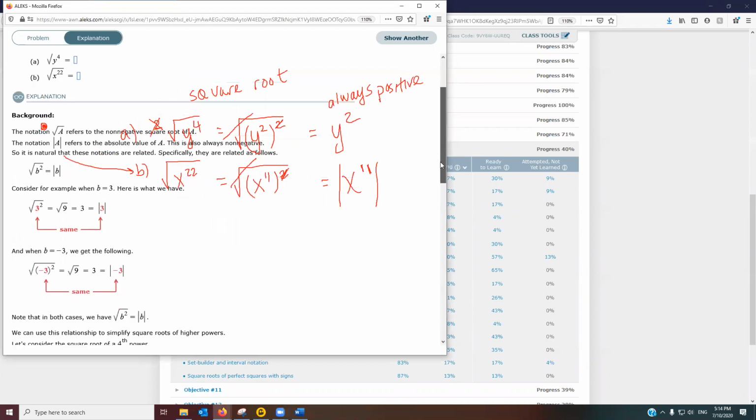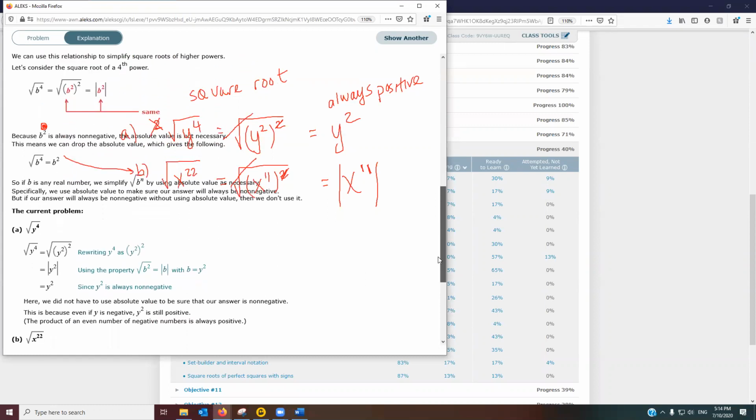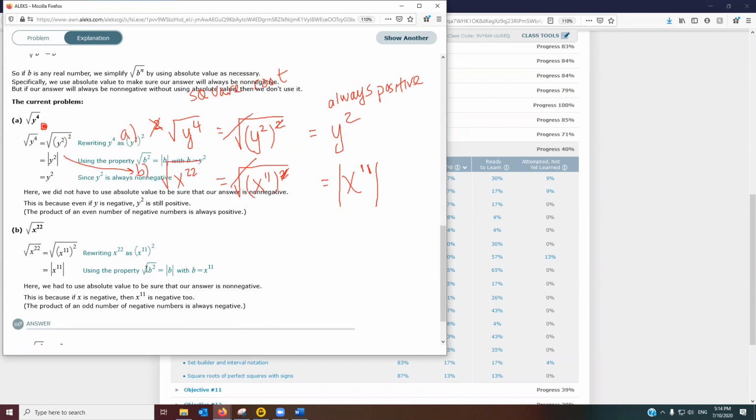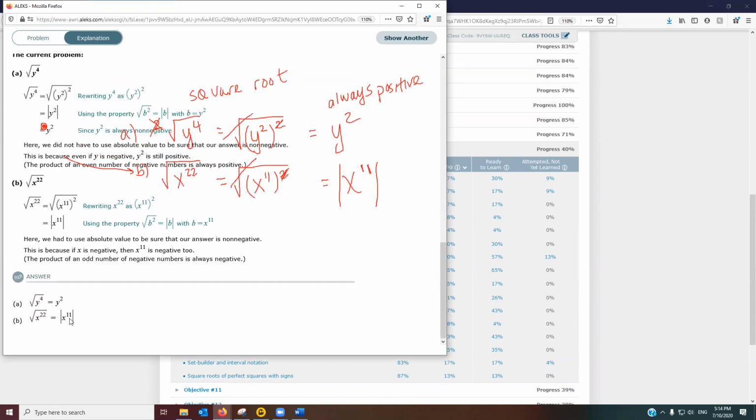Let me go down here to the explanation. Notice they said y squared is always non-negative, so there's no need to put absolute value bars here. But x to the 11, I do have to put absolute value bars because x to the 11 could end up being a negative number.